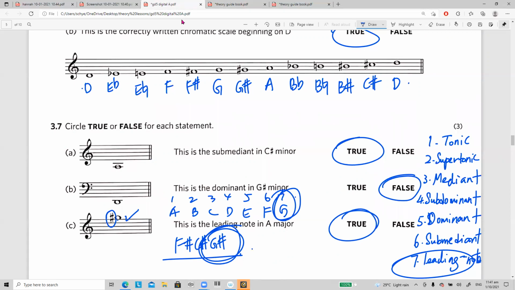Okay, so we will continue the next lesson with question 4. Today's lesson we focus on question 3 only. So you can go home and practice.